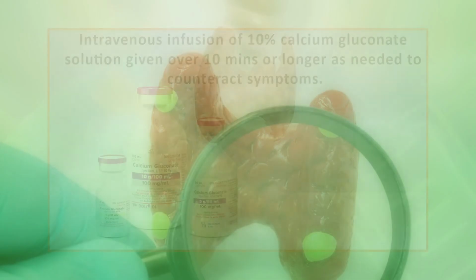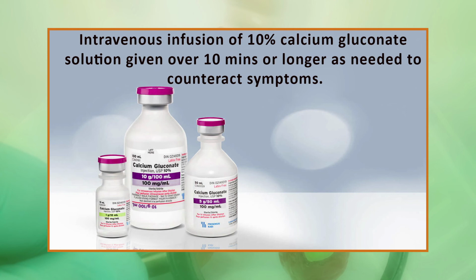This must be coupled with frequent serum and urinary calcium measurements to ensure that overtreatment and consequent hypercalcemia does not occur. Careful dose adjustments should then be made in order to maintain a normal blood calcium level. In acute cases of hypocalcemic tetany, a more rapid elevation in blood calcium may be achieved by means of an intravenous infusion of 10% calcium gluconate solution given over 10 minutes or longer as needed to counteract symptoms. Parathyroid hormone itself is not available for replacement therapy.